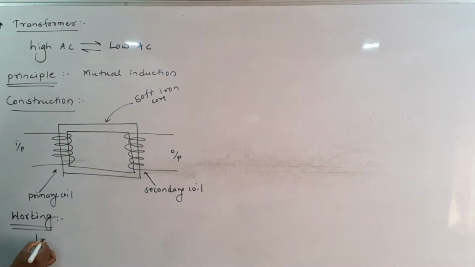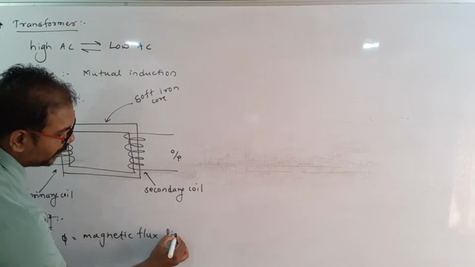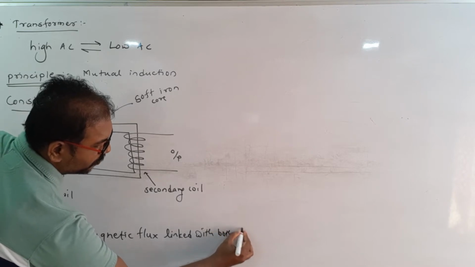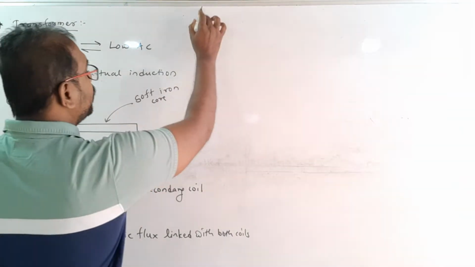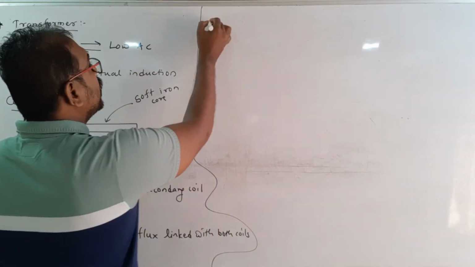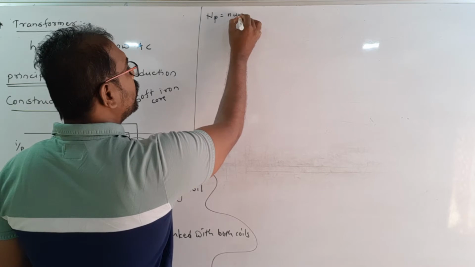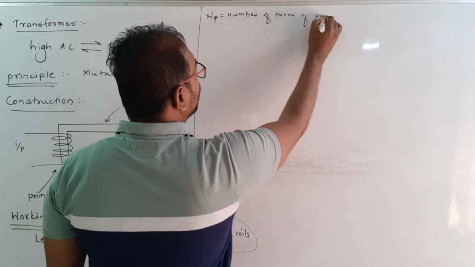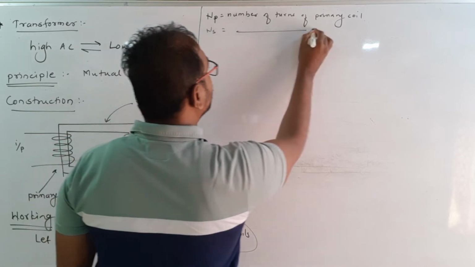Now let us consider that phi is the magnetic flux linked with both coils. Then I can consider here a few terms. Let me write it here. NP, number of turns of primary, and NS, number of turns of secondary coil.